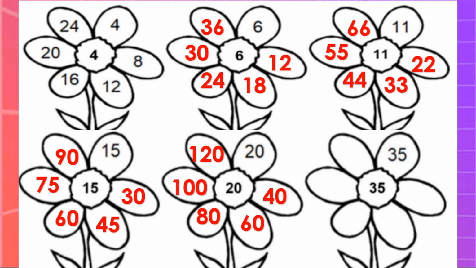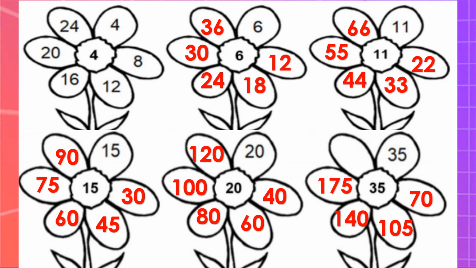So let's try the bigger number. Let's begin with multiples of 35. So start with 35. To get the second product, add 35. So 35 plus 35 is 70. And 70 plus 35 is 105. 105 plus 35 is 140. 140 plus 35 is 175. 175 plus 35 is 210. So that is the multiples of 35.